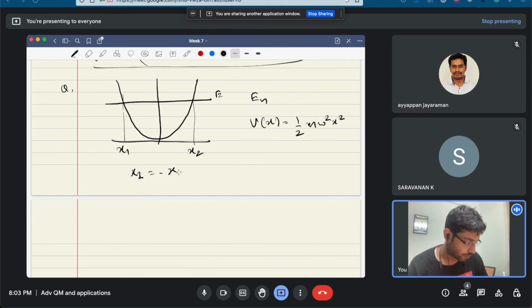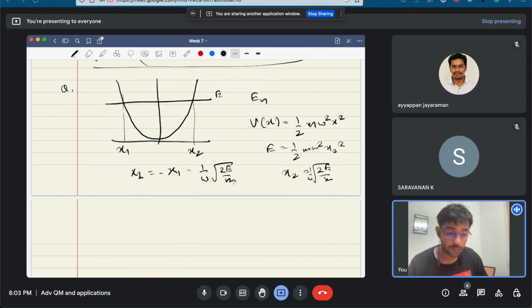So at the turning points, E is your half m omega square x2 square. So you get x2 as root of 2E by m, with 1 by omega on the outside. So this is 1 by omega root 2E by m. Okay, so these are the turning points.